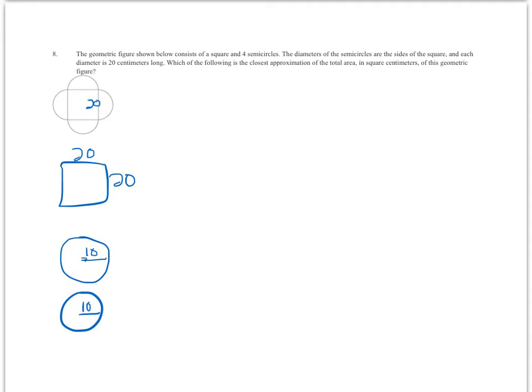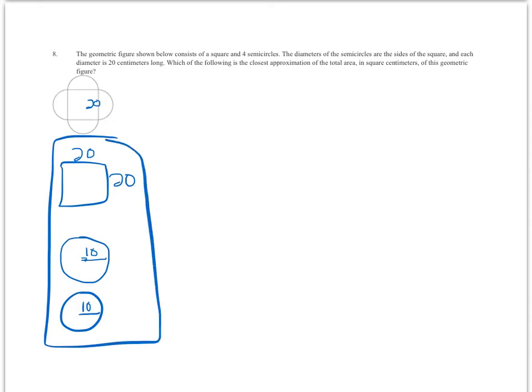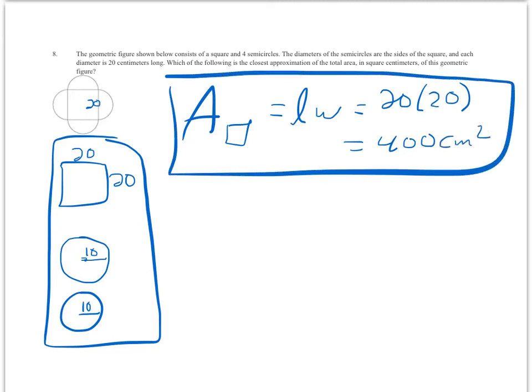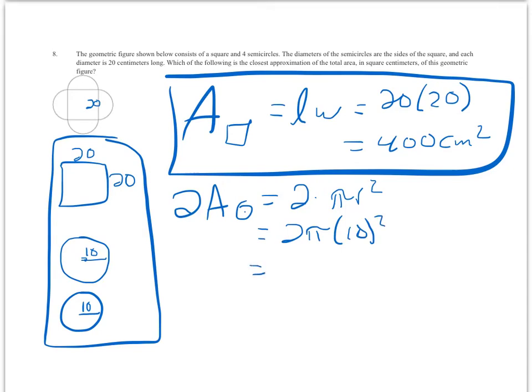Which of the following is the closest approximation of the total area? So find the total area. Keep in mind ACT is multiple choice. I took away the choices, and let's just figure out what the answer is. To find the area of a rectangle, which is what a square is, length times width. It's 20 times 20, that's 400 square centimeters. We have 2 circles, same size. The area of one circle is pi r squared. The area of 2 circles is 2 pi r squared. Radius is 10. 10 squared is 100. 100 times 2 is 200, so it's 200 pi.